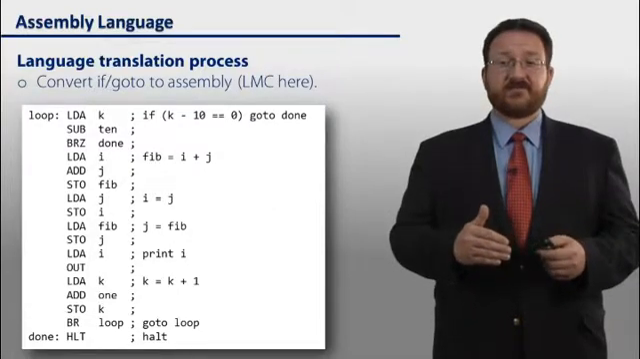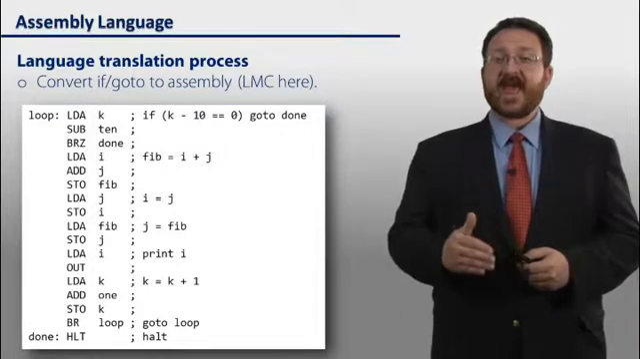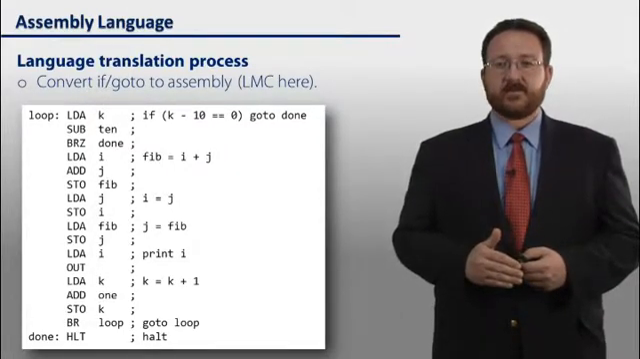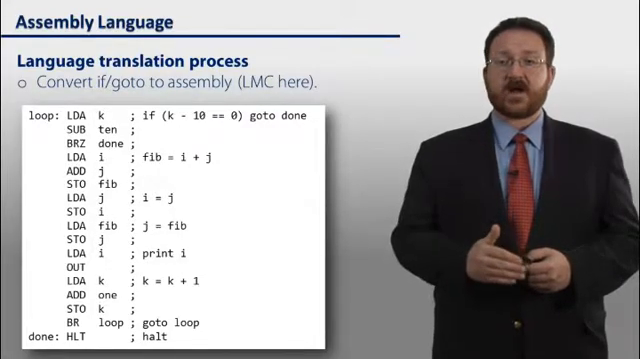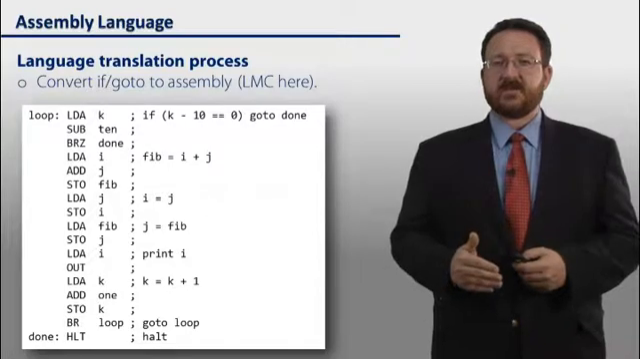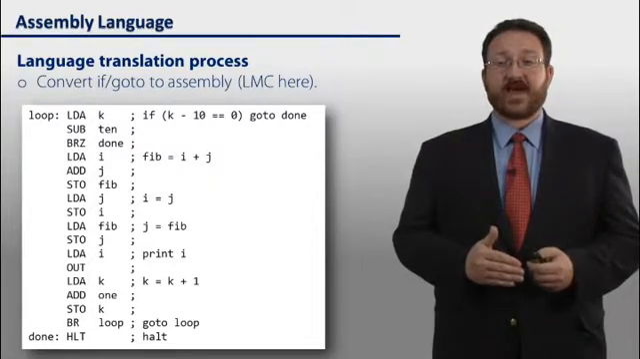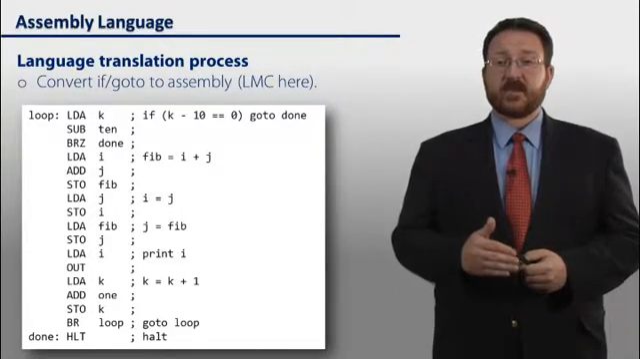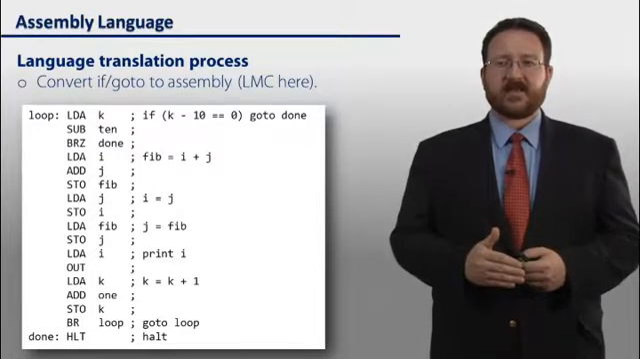So to compute fib equal i plus j, I would load i into the accumulator, add j into the accumulator, and then store the result at fib. Likewise, a simple assignment is load j, then store i, load fib, then store j, and of course then I can load i and print out the result through the out statement. To increment a variable, I load k, I add 1, and I store the result back into k.